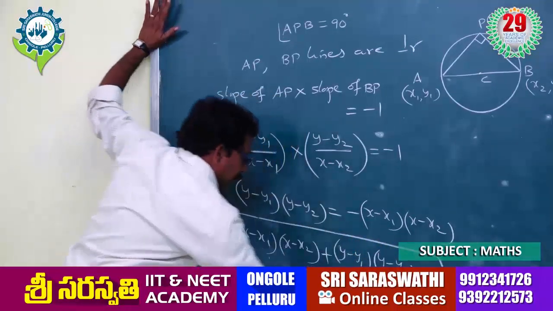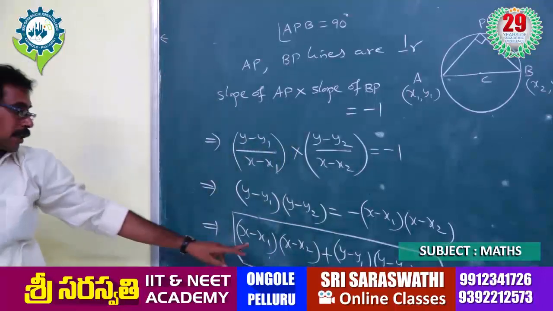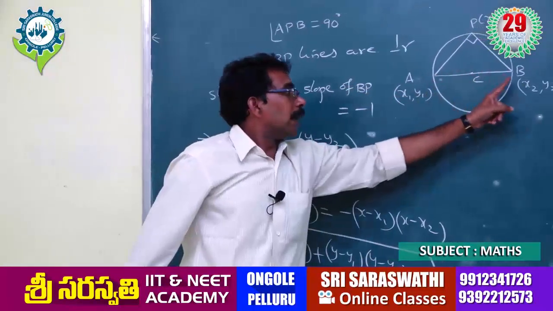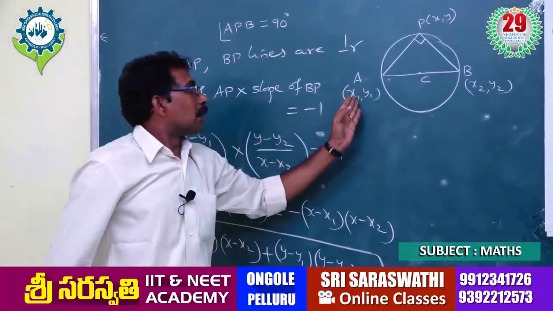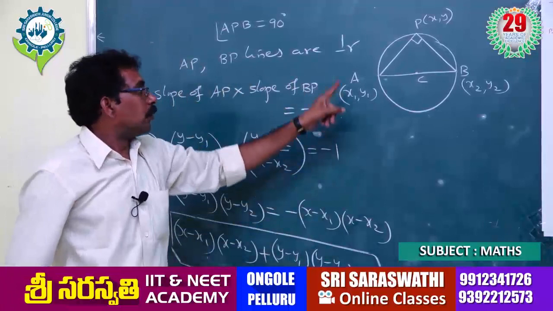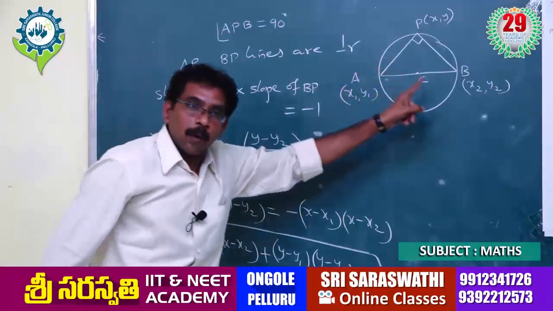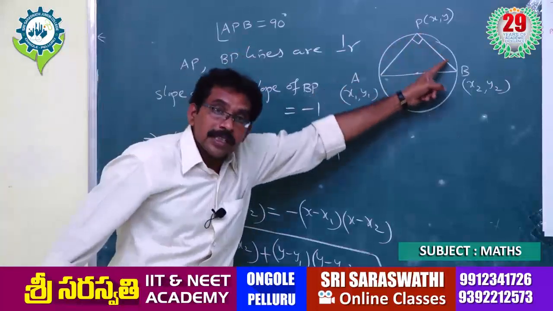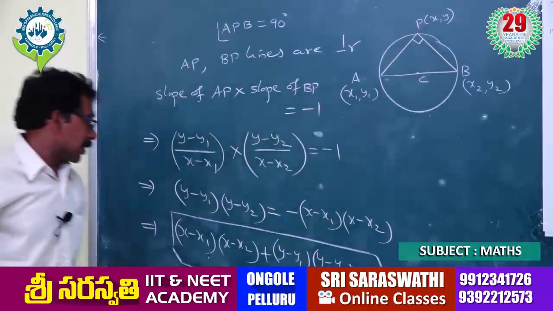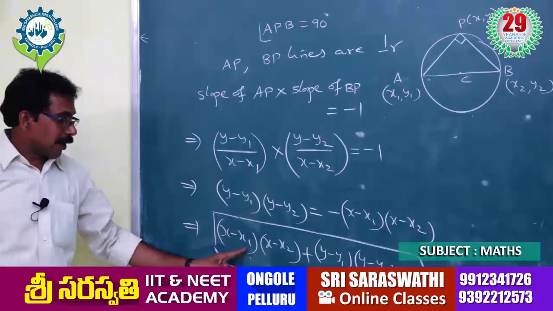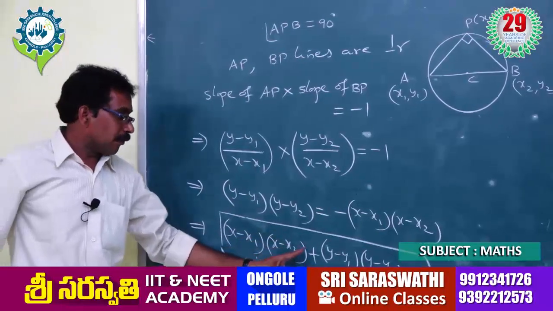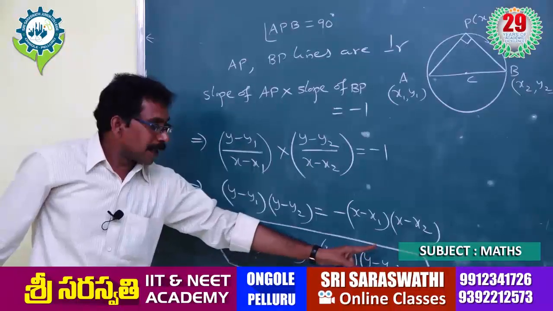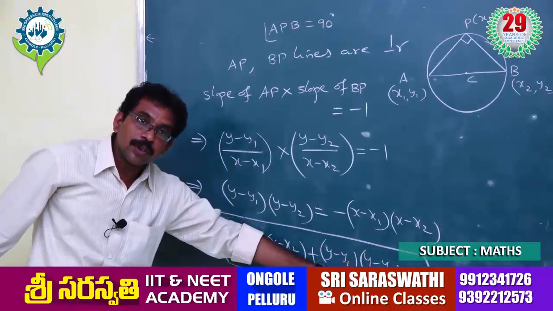This is the equation of the circle when the two extremities are known. If the diameter endpoints are known, then we can get the circle equation as x minus x1 into x minus x2 plus y minus y1 into y minus y2 is equal to 0.